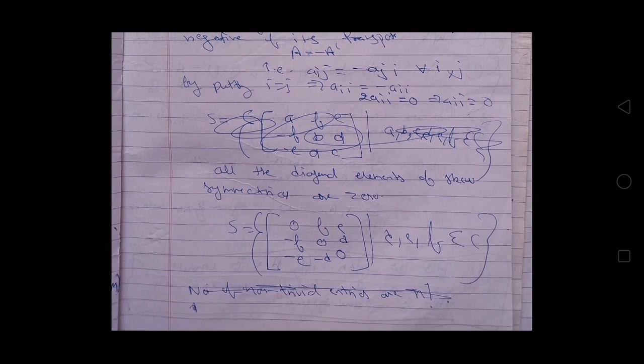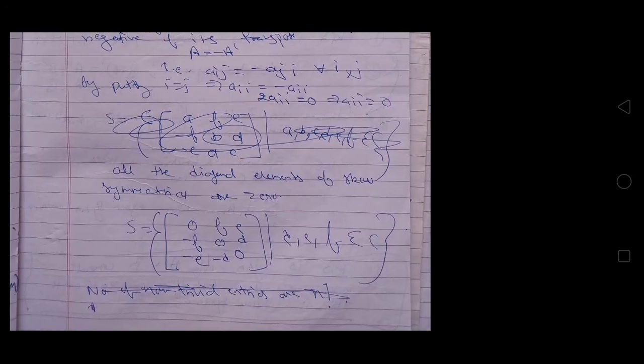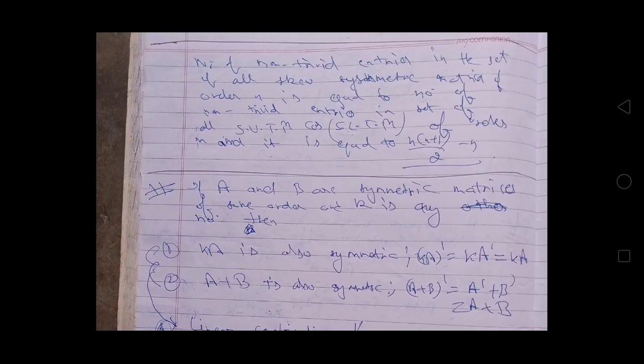So the set S is the collection of matrices such that entries have been placed like this, where d, e, f belong to complex numbers. Now the number of non-trivial entries in the set of all skew symmetric matrices of order n is equal to the number of non-trivial entries in the set of all strictly upper triangular or strictly lower triangular matrices of order n, and it is equal to n into n plus 1 divided by 2 minus n, which is equal to n into n minus 1 divided by 2.